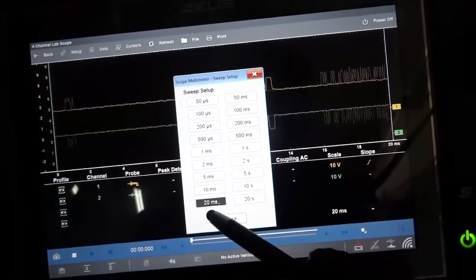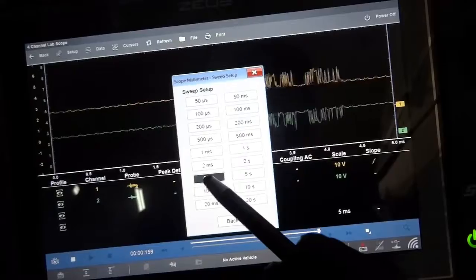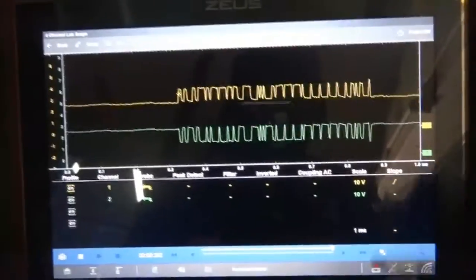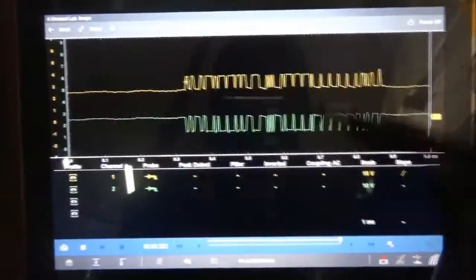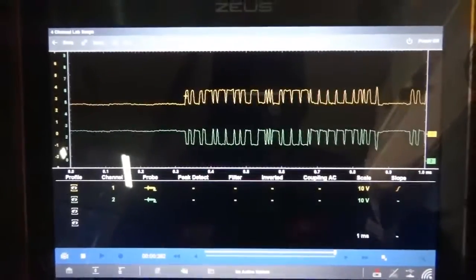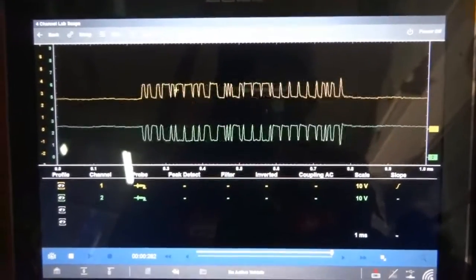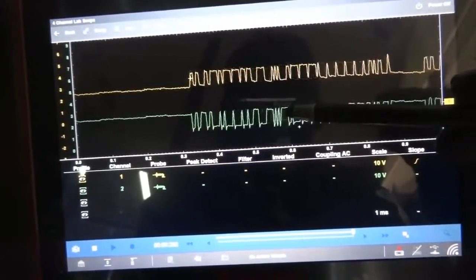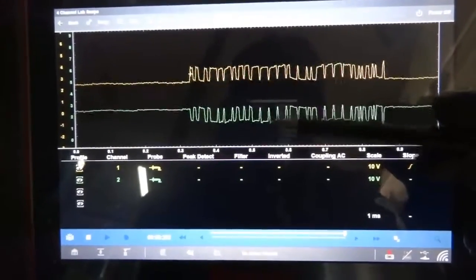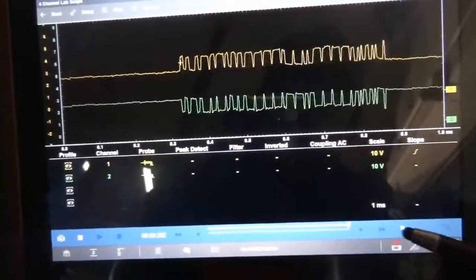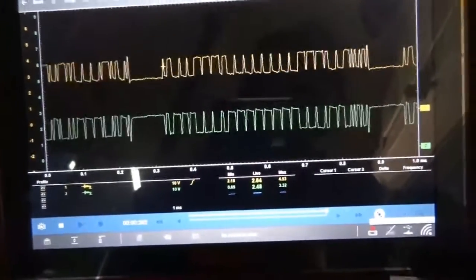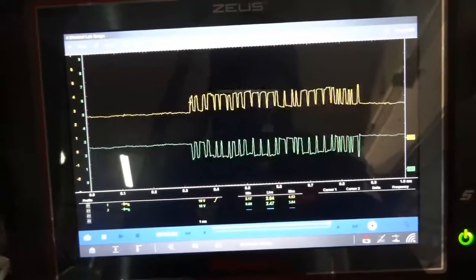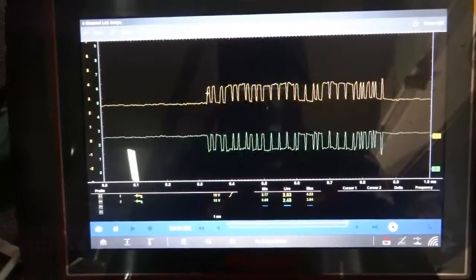So let me decrease the time base here. Let's see what we're gonna see. They're definitely mirroring each other, because what we want is both lines mirroring each other. You see how the voltage on this side is going from low to high, and this one is going from technically high to low. I can't really tell. I don't have a known good pattern. This doesn't look too bad.